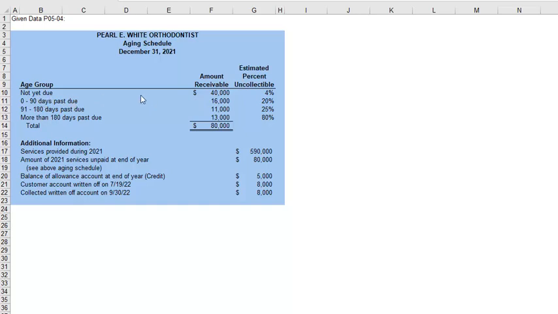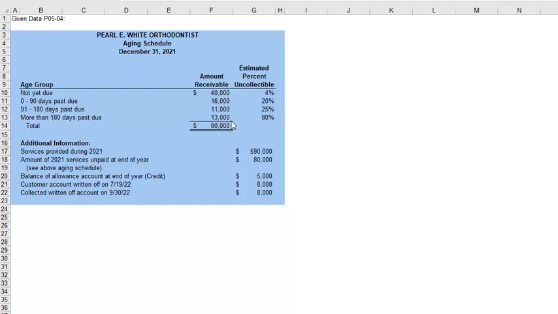$40,000, not yet due. It is highly likely that we will receive those accounts receivable from our customers. So we estimate that only 4% is uncollectible. Then we age these out longer and longer. So 0 to 90, 91 to 180, and then more than 180 days past due.